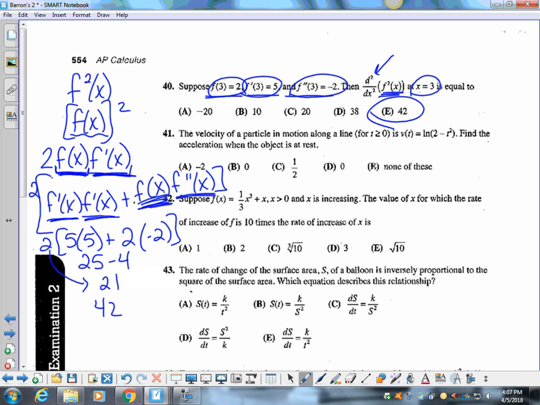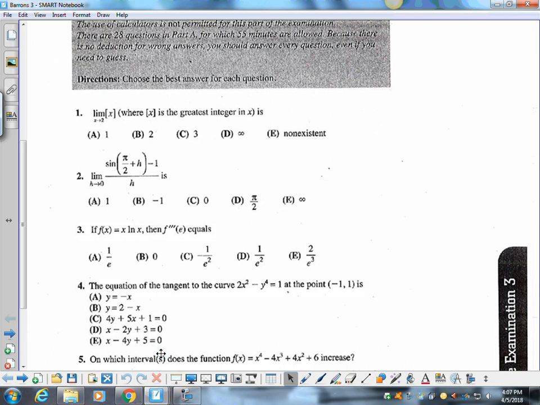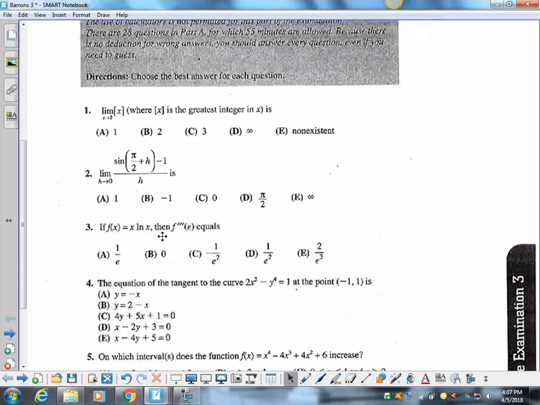All right, now we're going to head to Barron's 3, and we're going to start with number 3. Okay, holy cow. It wants the third derivative. All right, and it wants it evaluated at e. So here I go. I'm x ln of x. So this is a product rule. Okay, so here I go. Derivative, leave it, plus leave it.